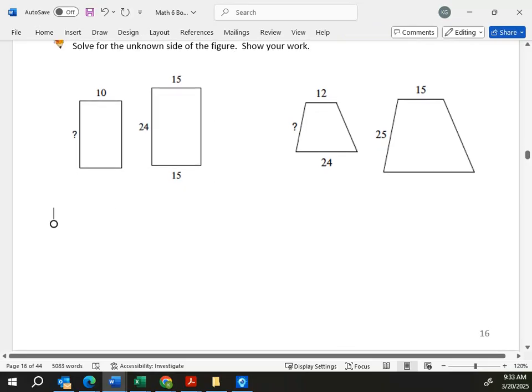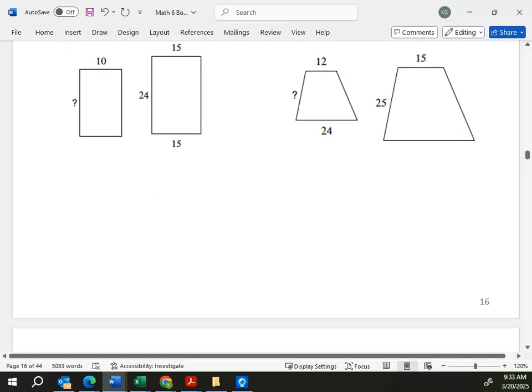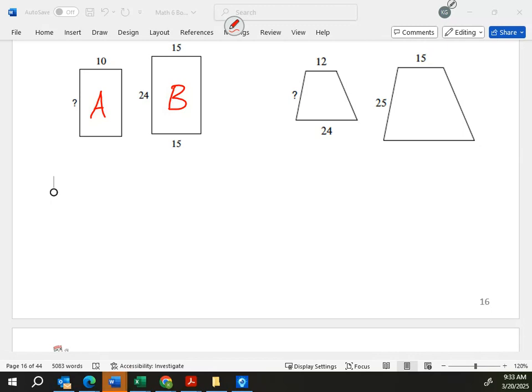So this first one, solve for the unknown side of the figure, show your work. So we're going to show how we're lining them up. First thing I'm going to do is I'm going to mark what's my A and what's my B. Who thinks that they can line this up using one of the methods? Adeline.